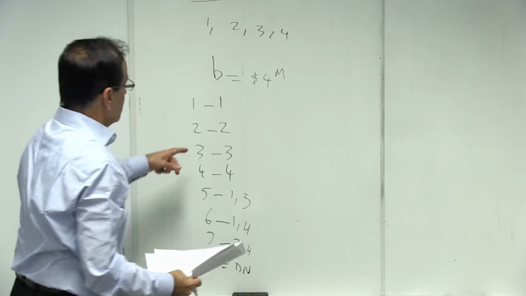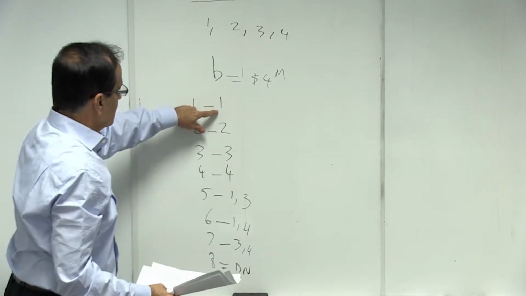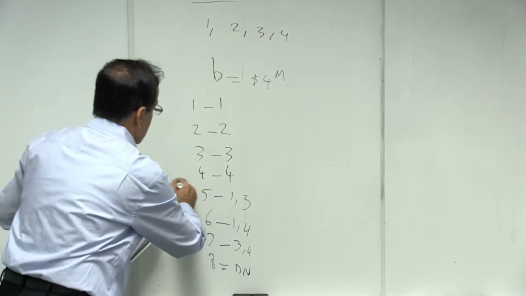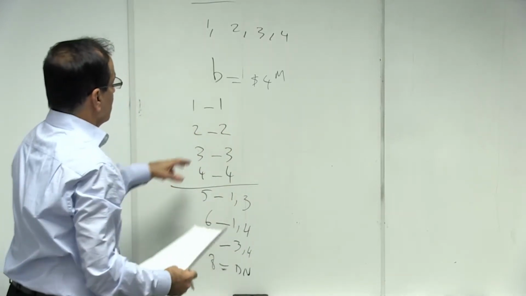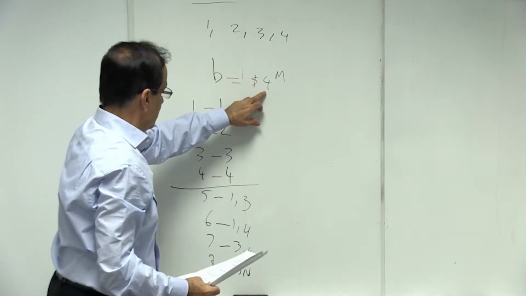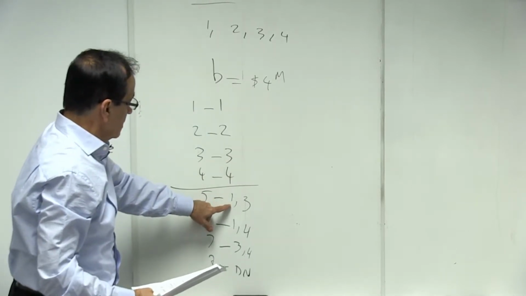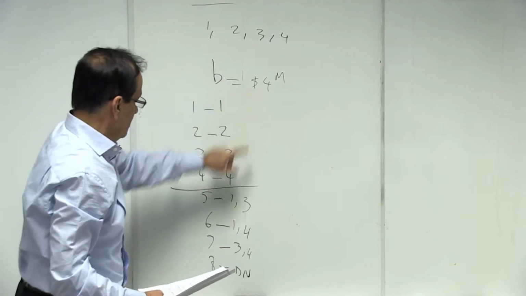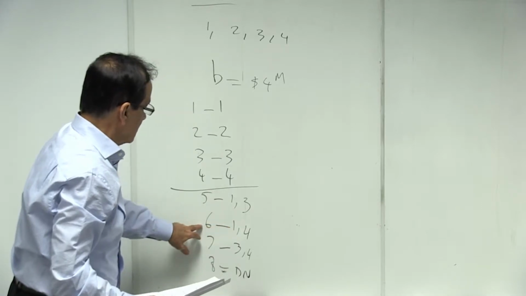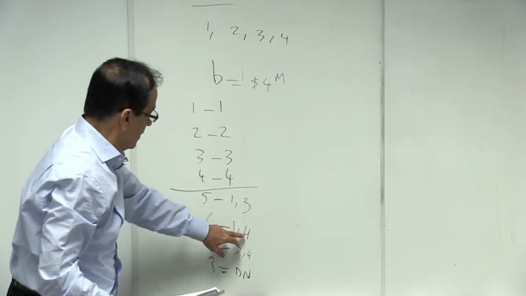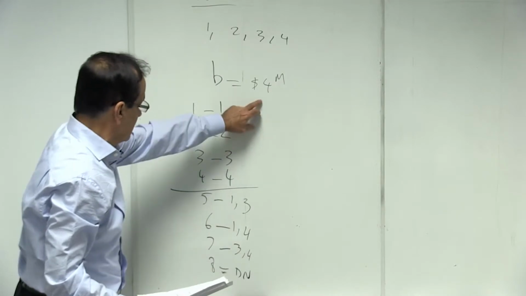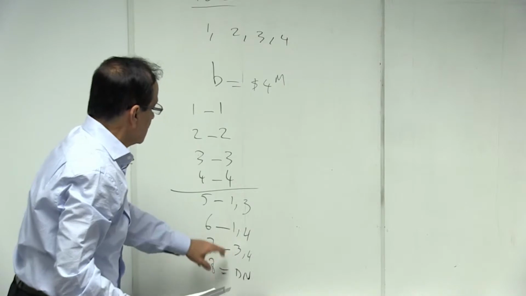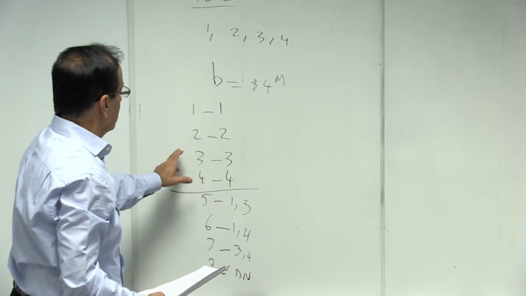So if you pay attention, alternative number 1 is in bundle number 1, alternative number 2 in bundle number 2. The initial costs for all these alternatives are going to be less than $4 million. If I add the first cost of alternative number 1 and 3, which is in bundle number 5, it is going to be less than $4 million. Same thing with bundle number 6, which consists of alternative number 1 and 4, and bundle number 7, which is 3 and 4. So these are all possible bundles that you might have here.